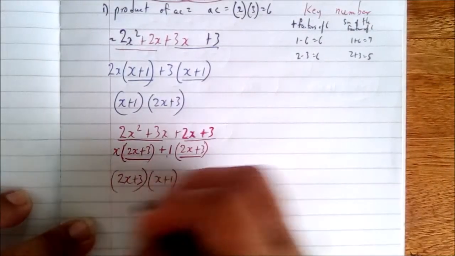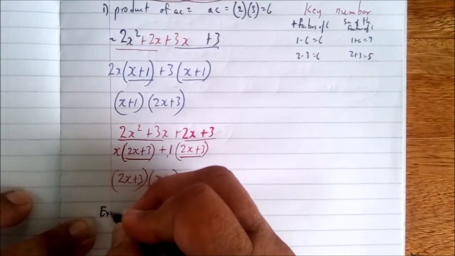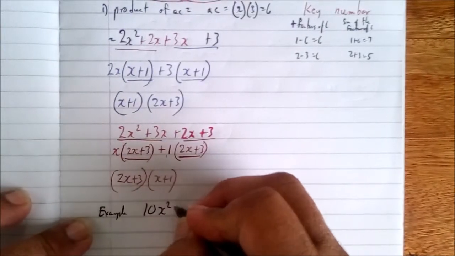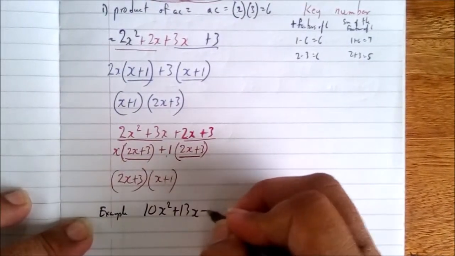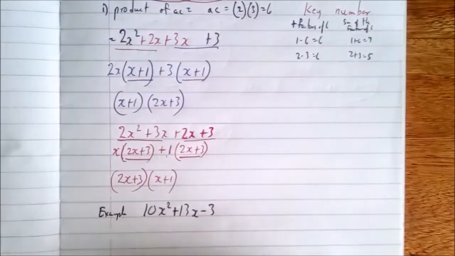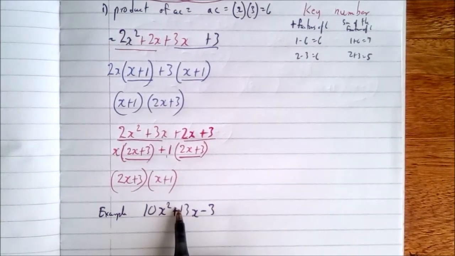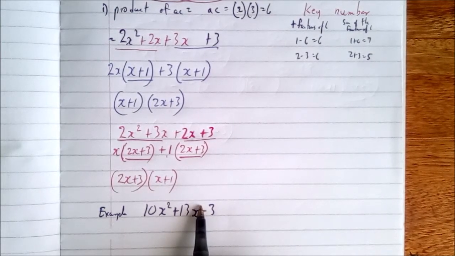Next example, I have 10x squared plus 13x minus 3. We'll express the middle term 13x of the trinomial as the sum of two carefully chosen terms for the negative 3. We want to produce an equivalent 4-term polynomial that can be factored by grouping.